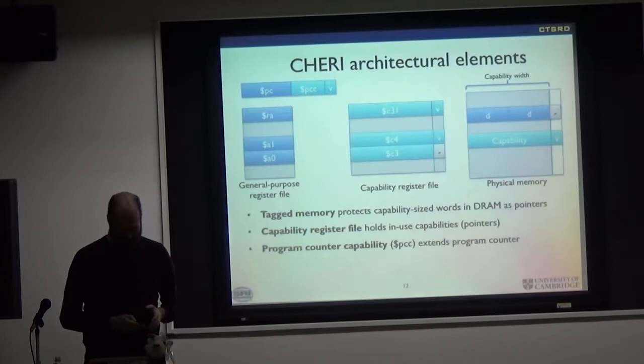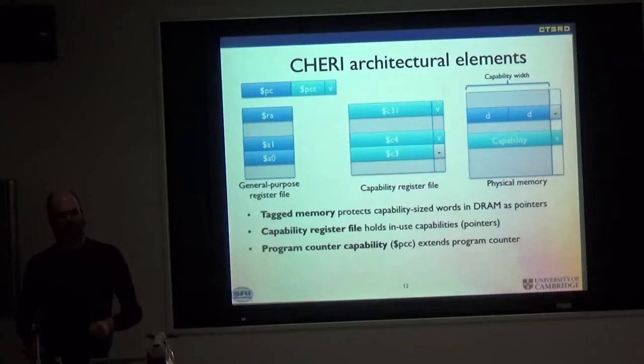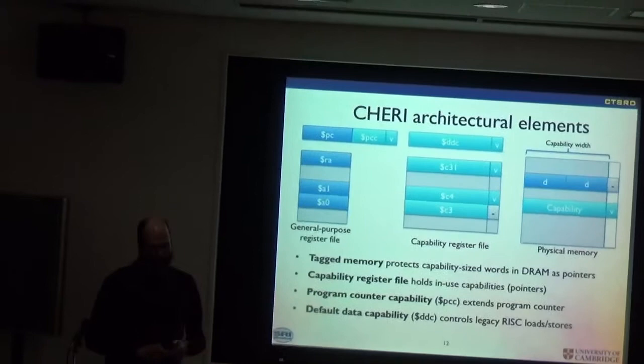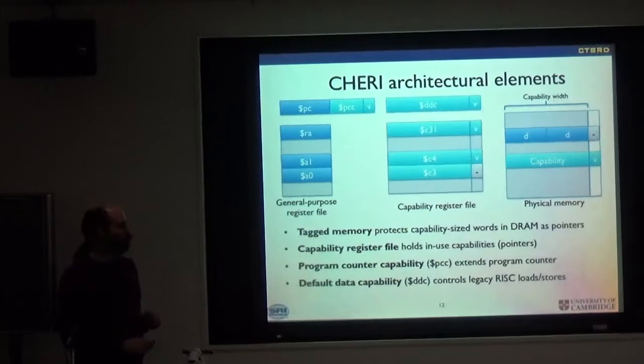Okay. So we've also extended the set of standard registers with a program counter capability, so execution is via a capability, and the program counter cannot be completely arbitrarily manipulated. There's also a default capability, which is essential to our hybrid architecture. The default data capability is used for making memory accesses via the regular load and store instructions.